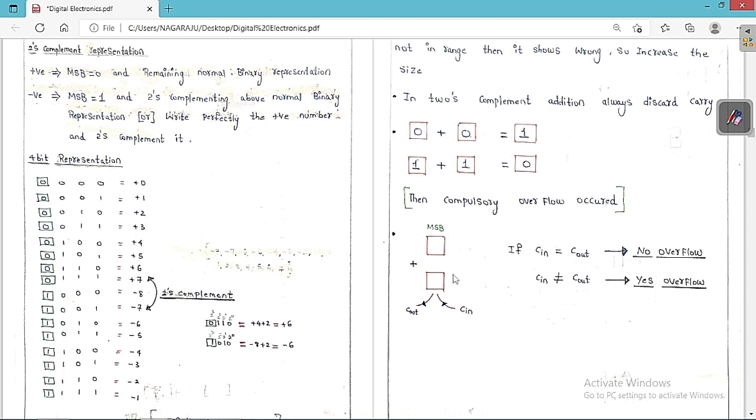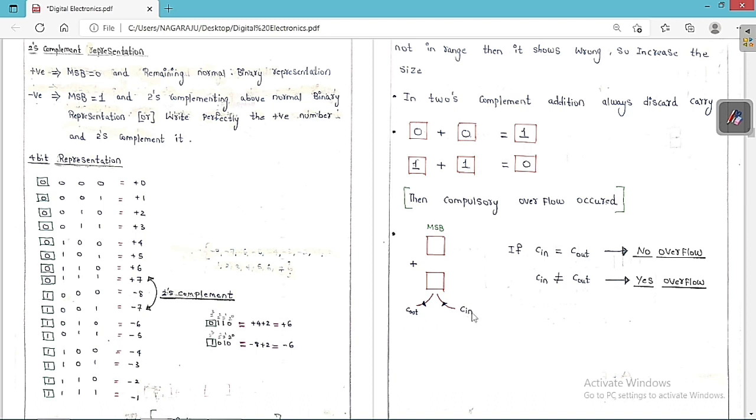Here is another concept, listen carefully. Suppose these are the MSB bits. We are adding the MSB bits. This is a large amount of data, but I am considering only the MSB bits. Suppose this is A of 4 bits and B of 4 bits, but I am considering only the MSB bits of A and B. Suppose CIN is coming in here and the carry is going out from here. If CIN is equal to C out, there is no overflow, means no error. If CIN is not equal to C out, then overflow has occurred, means some error has occurred.